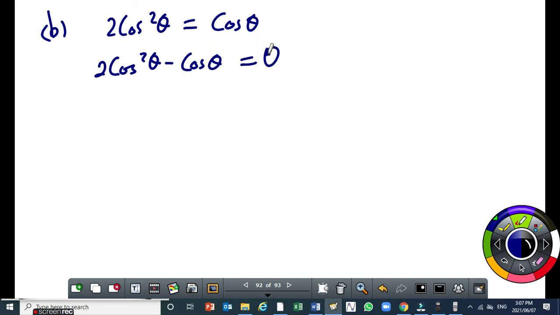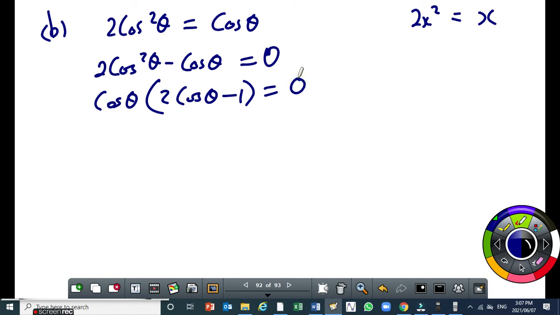It's more like you are solving an equation like this, 2x squared is equal to x. Okay? If you are solving an equation like this, you need to know that it's quadratic. So you take the x to the left and then you factorize by a common factor. That same concept applies here. You don't cancel out the x's or cancel out the cos thetas. So the common factor is cos theta. You get cos theta times 2 cos theta minus 1 equal to 0.